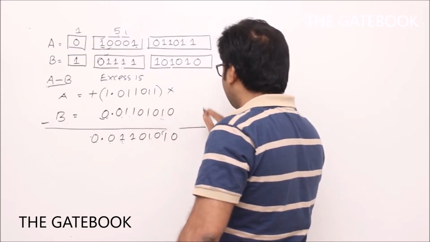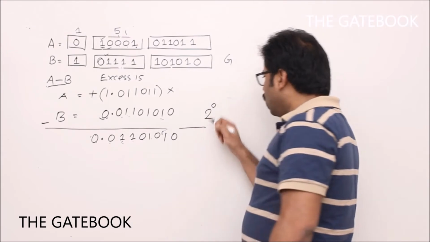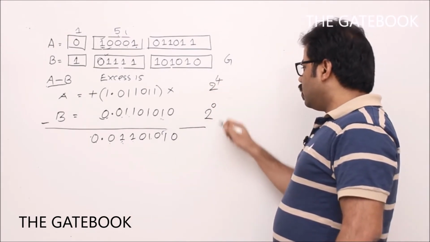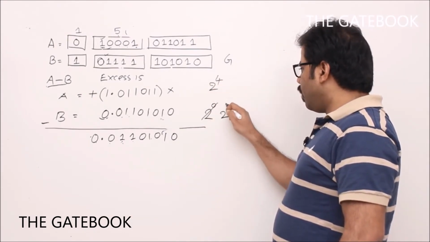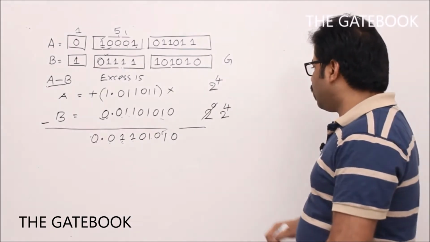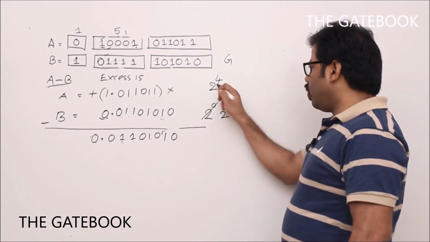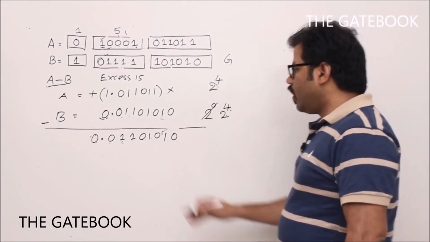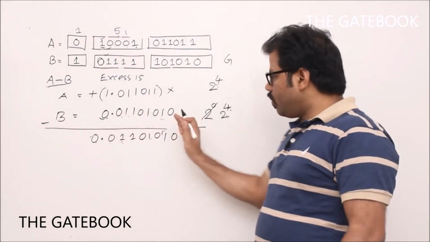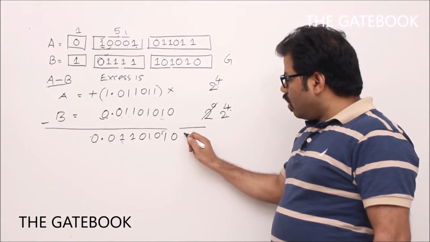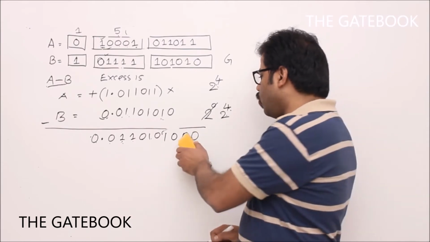0.01101010. Sir, if it is 2 to the power of 0 and it is 2 to the power of 4, then you have to multiply 4 times, right? That means you have to make it 2 power 4, then only the exponents will become equal. Then we have to shift 4 times. When you shift 4 times, then you need 4 guard digits, right? Then how do you handle it?